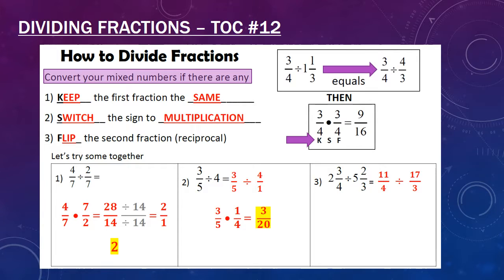So now that I have my just fractions, I can keep the first one the same. It stays 11/4, change to multiplication, and then flip my second fraction upside down, so now it is 3 over 17. And when I multiply across, I get 33 over 68. Remember, no calculators. You got to do that math on your own.